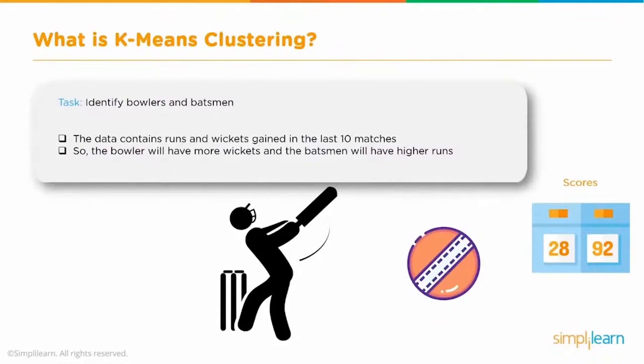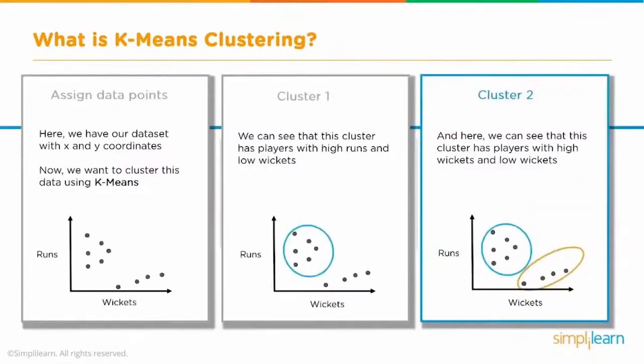But with this information, we want to cluster those players into batsmen and bowlers. So how does this work? Let's say this is how the data is. There is information on the y-axis about the runs scored, and on the x-axis about the wickets taken by the players. If we do a quick plot, this is how it would look. And when we do the clustering, we need to have the clusters like shown in the third diagram here.